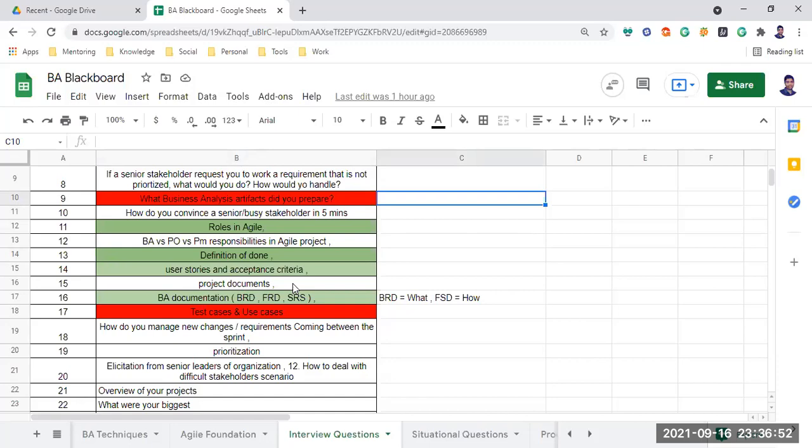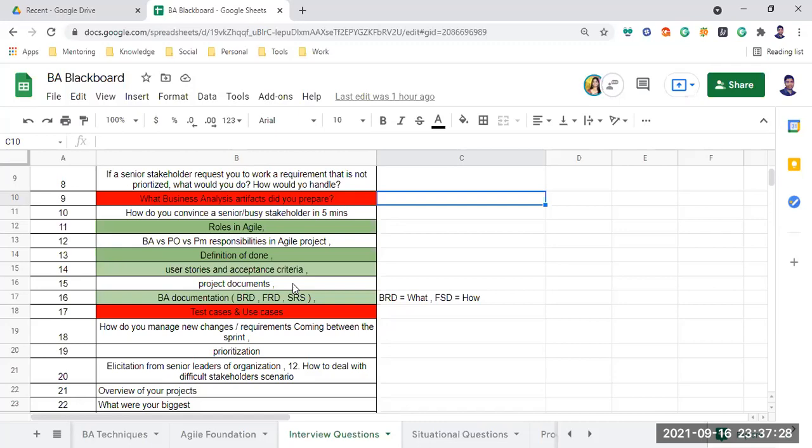So Ravi, I can put it this way. I have worked in Waterfall as well as in Agile methodologies. When I was working under Waterfall models, I used to prepare BRD and then FSDs. And now I'm working in an Agile environment where I'm primarily responsible for preparing user stories.